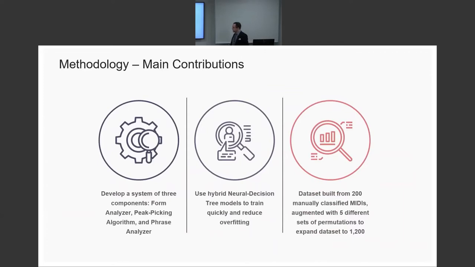So the main contributions of our paper: we want to develop a system of three components, the form analyzer, a peak picking algorithm, and a phrase analyzer. We use hybrid neural decision tree models to train quickly and reduce overfitting. And we provide a data set built from 200 manually classified MIDIs, augmented with five different sets of permutations, which I'll expand upon, to expand the data set to 1,200.